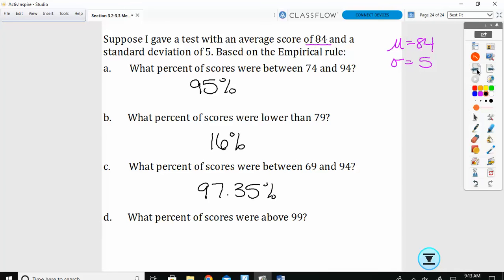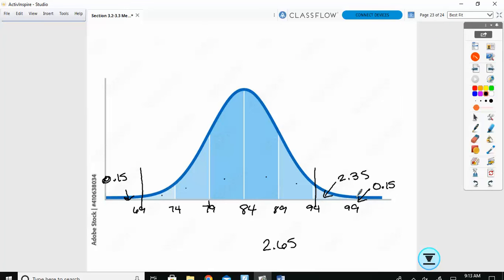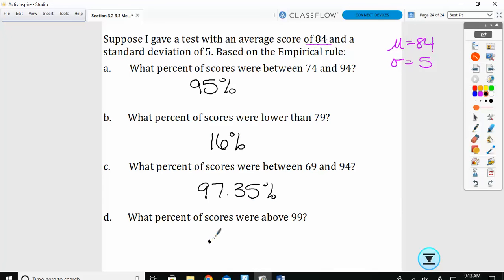What percent of the scores were above 99? So we already labeled that. Above 99 is just the 0.15. Questions there? All right, so here's what I want to do.